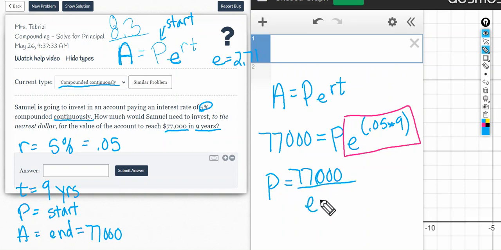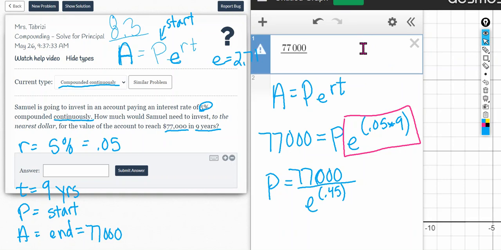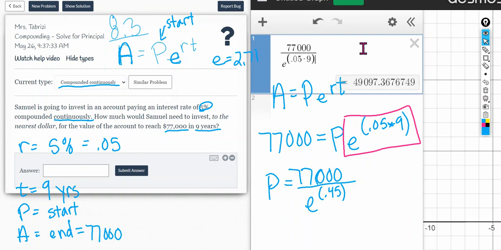Divided by E, that's 0.45. Okay, so that's why I have Desmos open over here. I'm just going to type in as my calculator E power. Now you can write the 0.45 or you can actually write the multiplication. Okay, now it says to the nearest dollar. Okay, so let's round to the nearest dollar.